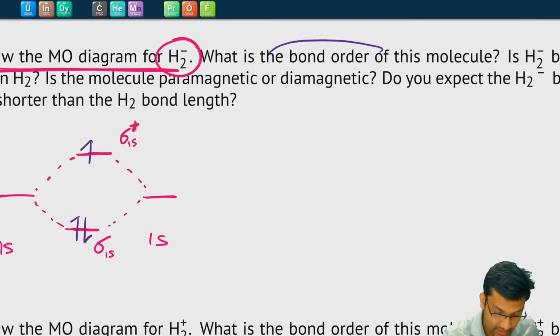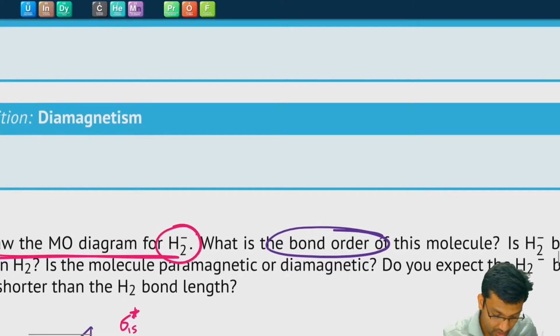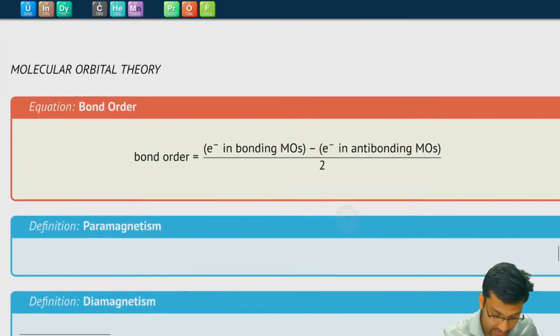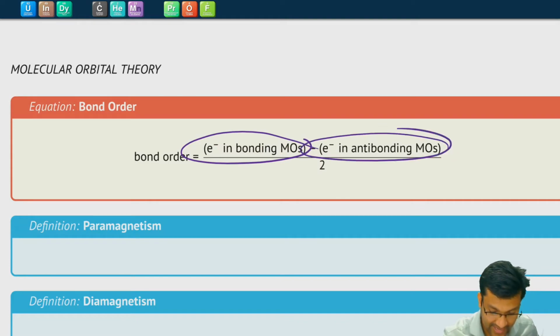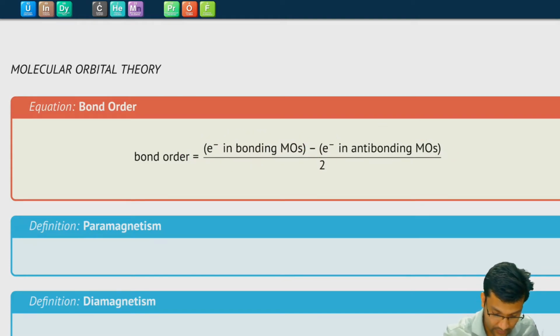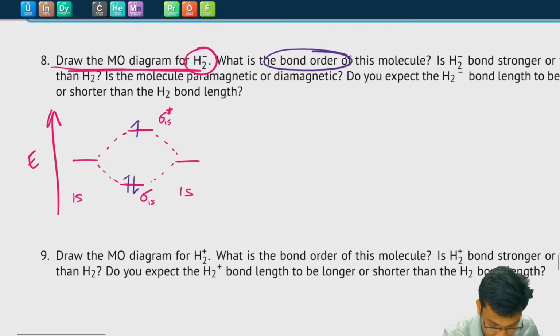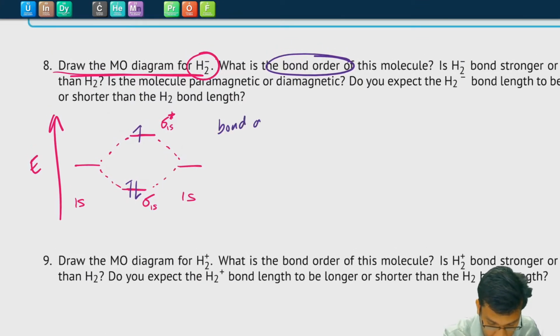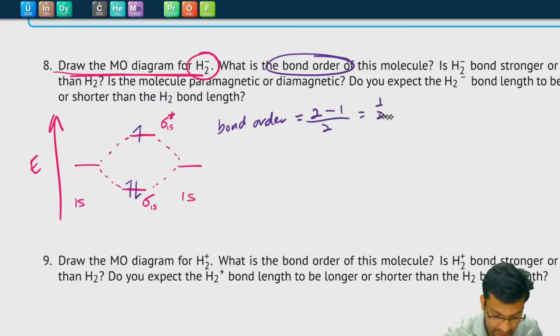Now, let's look at the bond order. The bond order, as we talked about, is the number of electrons in the bonding MOs minus the number of electrons in the antibonding MOs, divided by 2. So the bond order will be the number of electrons in the bonding orbitals. This is our only bonding orbital. There's 2 of them. Minus the number of electrons in the antibonding orbital, that's 1, all divided by 2, and so this will give us a half. So the bond order here is a half.